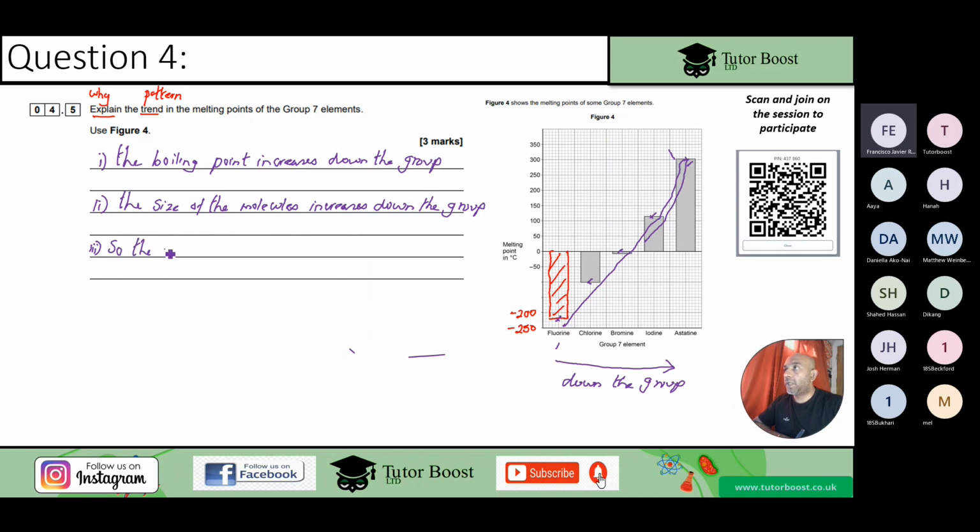So the intermolecular forces also increase down the group. So referring to melting, the intermolecular forces also increase down the group. So more energy is needed to overcome these forces. So as you go further down the group, you will need more energy to break the intermolecular forces that keep these atoms together.